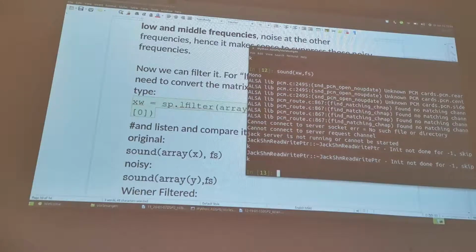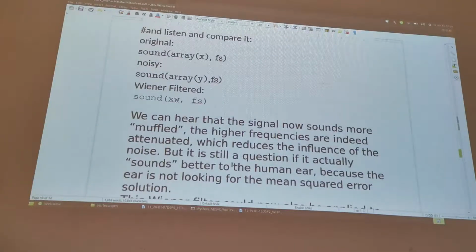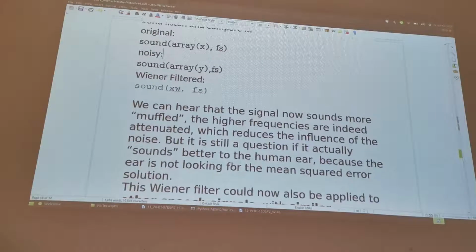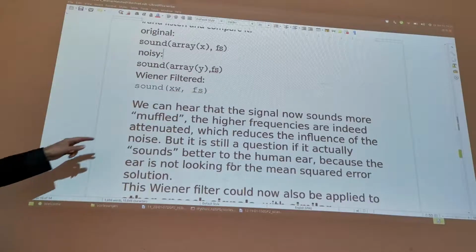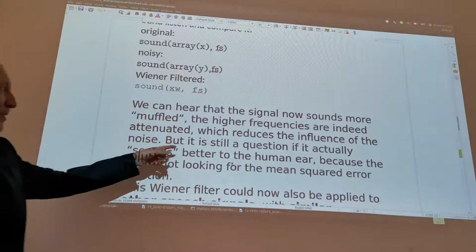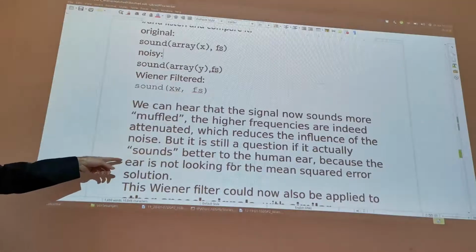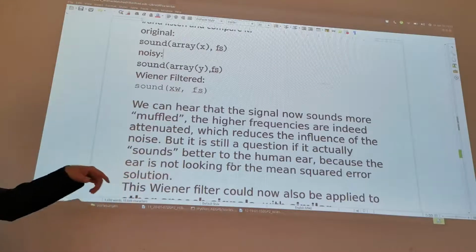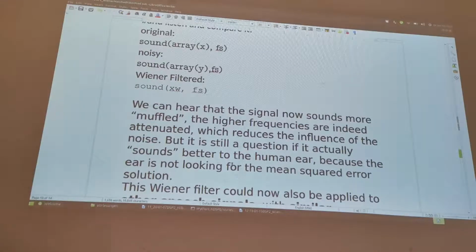Yeah, somewhat better, right? Yeah, you can also hear that the signal sounds more muffled, which means high frequencies are missing, which is what this filter really does, right? It really removes the high frequencies. And you could argue maybe it removes too much of the high frequencies, right? So it's still a question if it actually sounds better to the human ear, because the ear is not looking for the mean squared error solution. Right? The ear is maybe also able to pick up signals in noise.